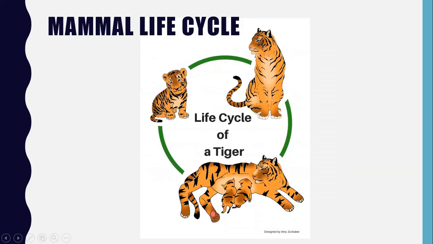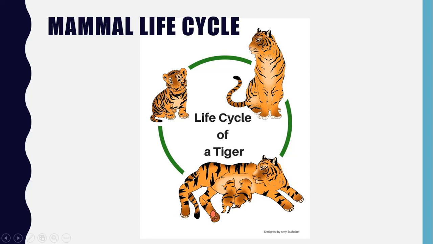So the next one we have is of a mammal, and this one you'll notice is the only one that doesn't have an egg, and that's because if we remember when we were learning about mammals, mammals are born from their mums, okay? So they don't come from an egg, they come from their mums. So their mums give birth to them, okay?